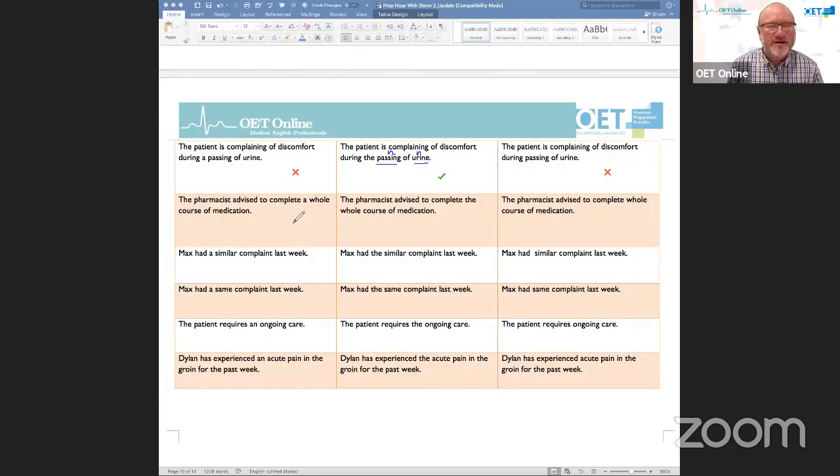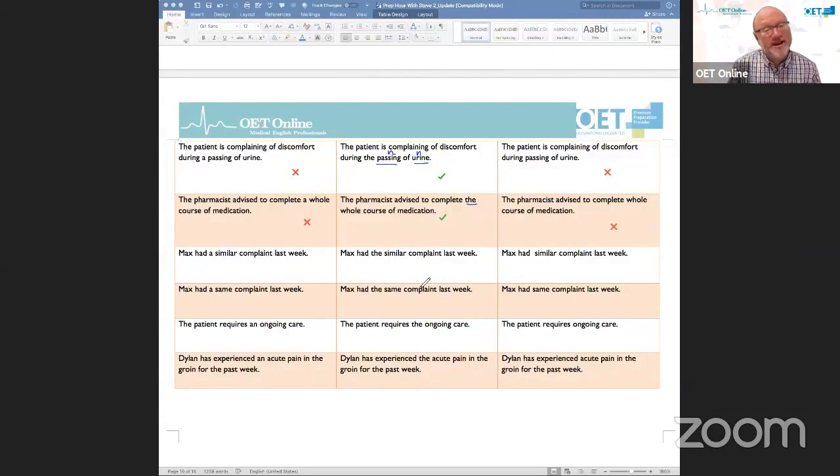The pharmacist advised to complete a whole course of medication. The pharmacist advised to complete the whole course, or the pharmacist advised to complete whole course. Well, I think you'll know some of these. Obviously, this one's wrong. So is it a whole course of medication or the whole course? Well, in some circumstances, we could say a whole course, but normally we're referring to something specific. So I think this one's preferable, to complete the whole course, not the half course. So it's a specific amount. And again, it's a nominalized form, course of medication. So I prefer that we use the here.